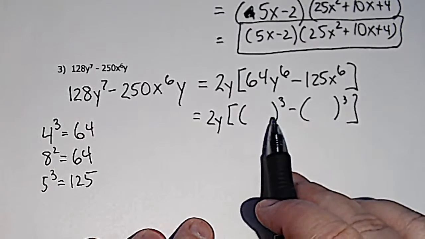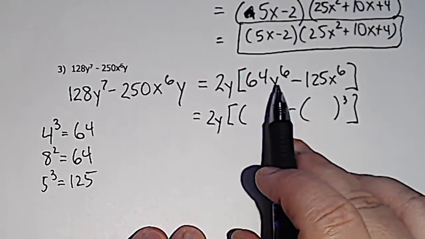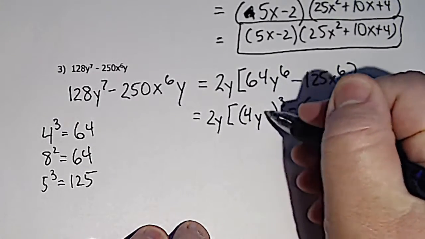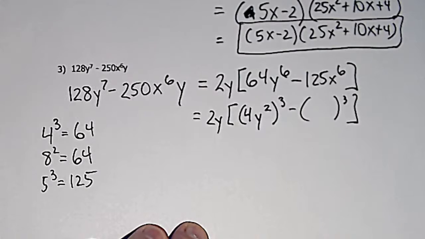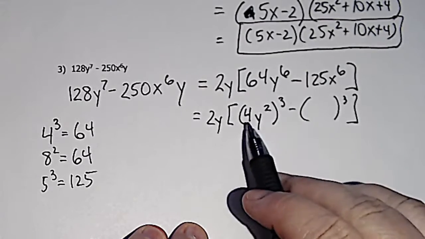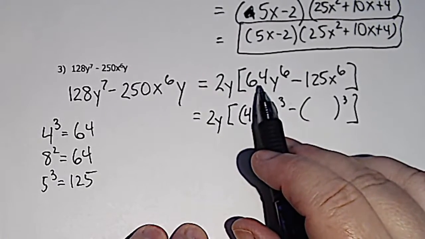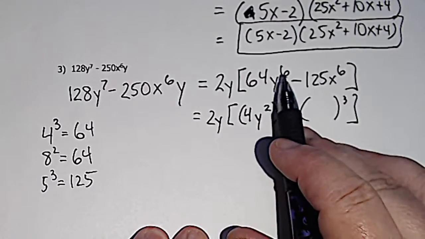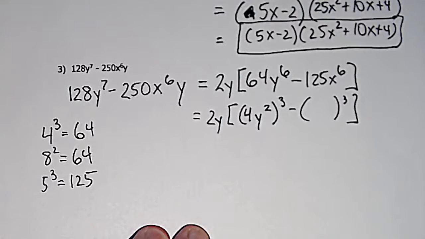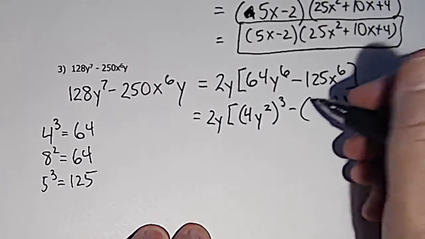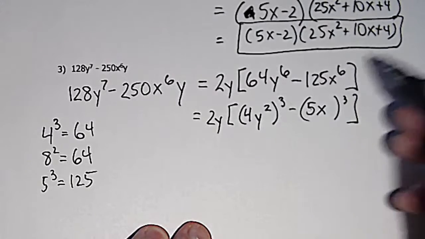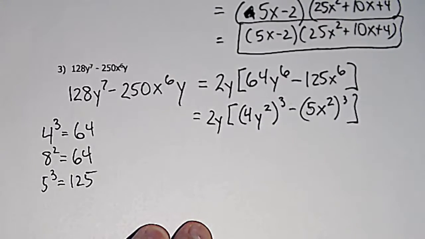Something cubed will give me 64y to the 6th. It's going to be 4y squared. Take a look at that. Why is that? Well, 4 cubed gives me 64. y squared cubed, 2 times 3, that's what gives me that 6. Okay, over here, 125, that's going to be 5x. I need something that when cubed gives me x to the 6th. You're right, it's 5x squared.